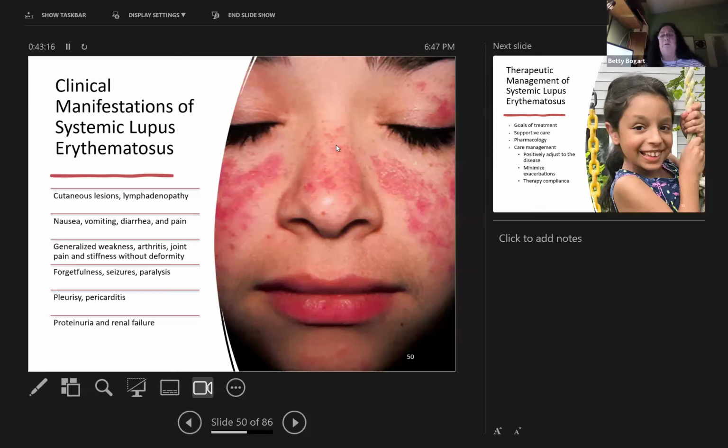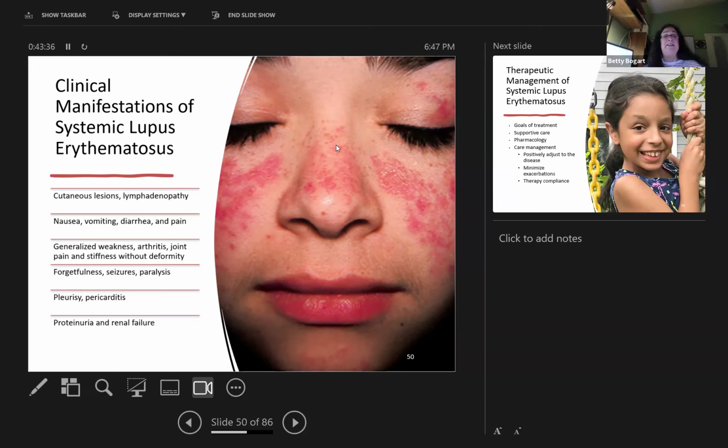So what do you see? This is a picture of that butterfly rash, because remember, skin is an organ. It might look like that, might be smaller than that, might be darker than that. It's just a rash on the face. It's called a butterfly, okay?